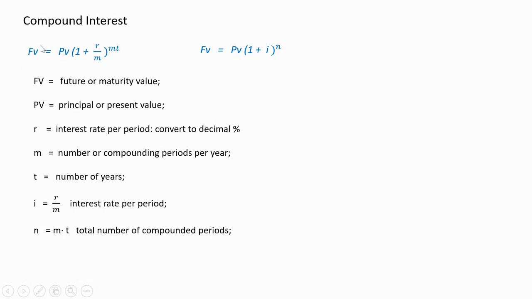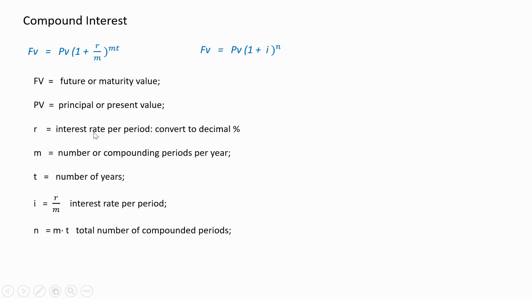Even if you want to use both formulas, you have to find the R, the M, and the T. So here the I is equal to R divided by M. But let's go in order. It's always going to be 7 things, guys. There's 1, 2, 3, 4, 5, 6, 7. Just remember, it's going to be 7 variables that you've got to find. The first one is FV, which means future value, or maturity value. Again, PV means principal or present value.